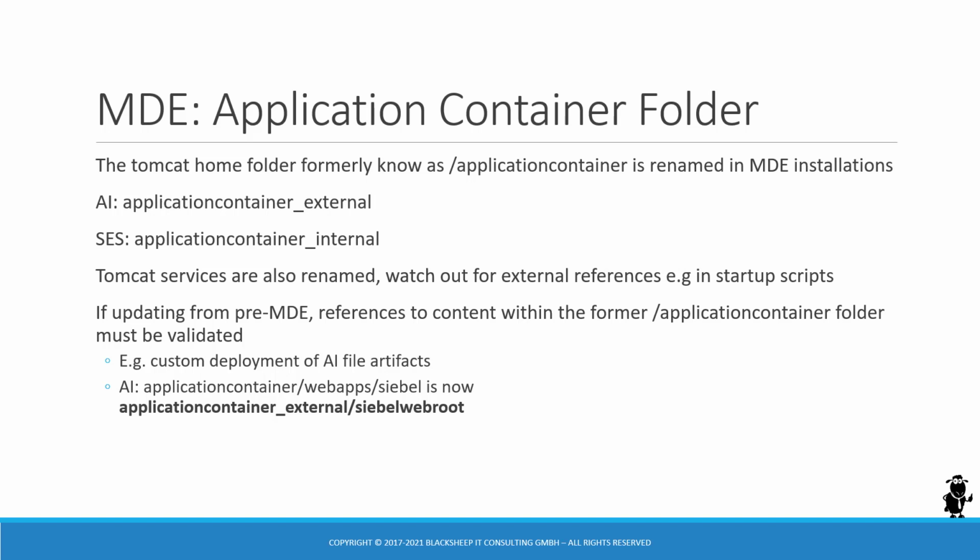And keep in mind that because of the renaming of the folder, the reference to the Siebel public folder, which was formerly application container/webapps/Siebel, is now application container underscore external/Siebel web root. So there's a new folder, which is now the new Siebel web root public folder if you use the folder for running the AI. This is where all your custom files, etc., have to go.